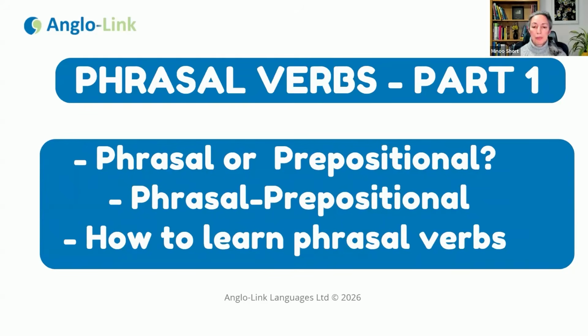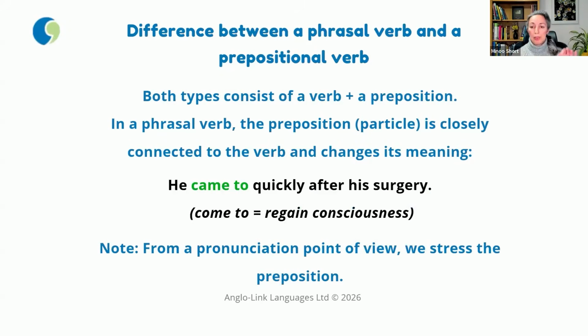So let's start by looking at the difference between a phrasal and a prepositional verb. Both types consist of one verb, usually a short verb, and a preposition. Now, in a phrasal verb, the preposition, which is also called the particle, is closely connected to the verb. And this preposition changes the meaning of this verb.